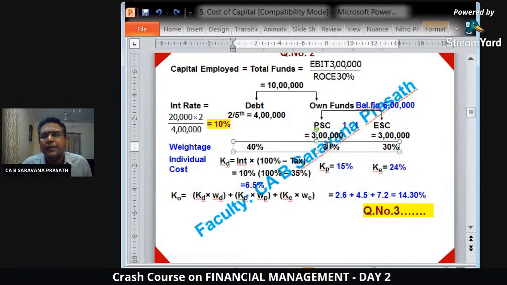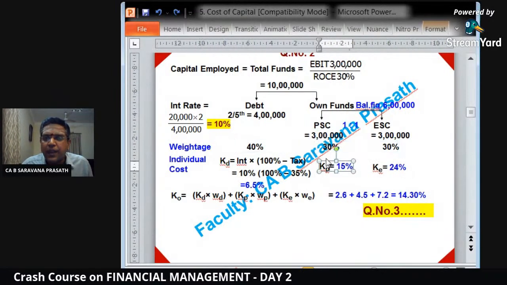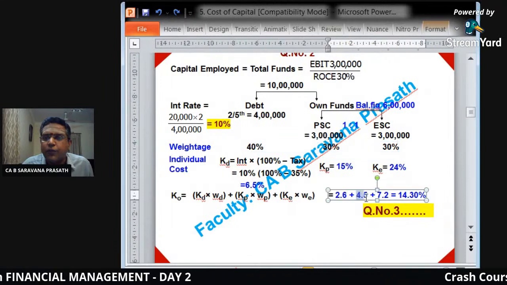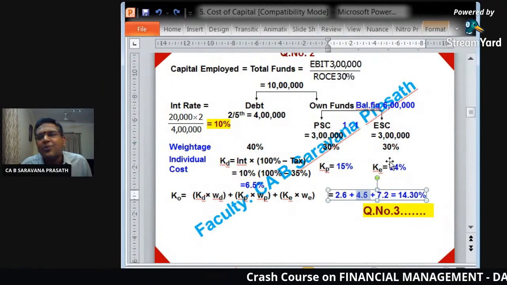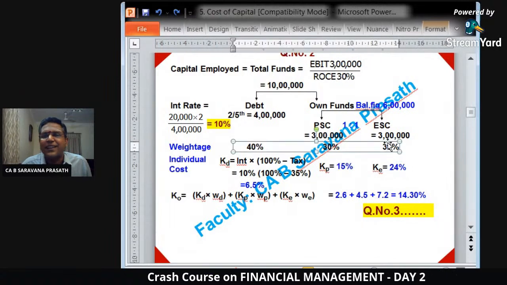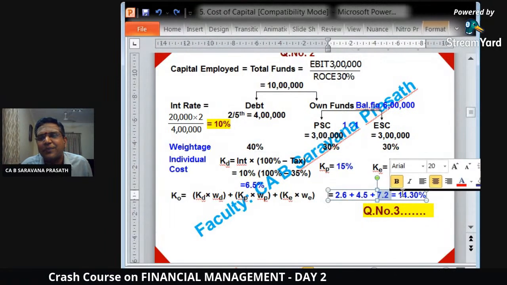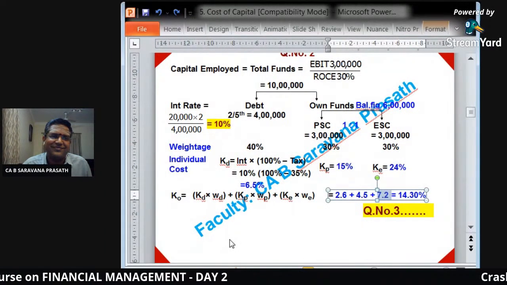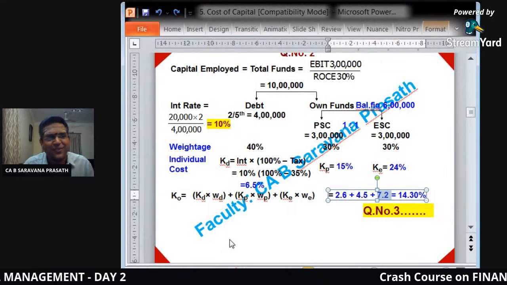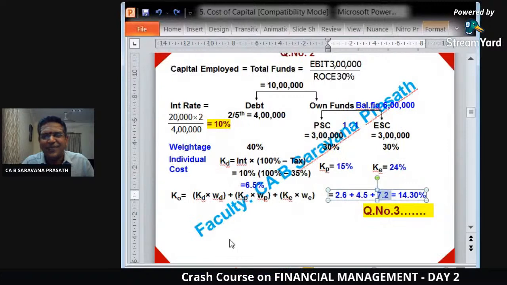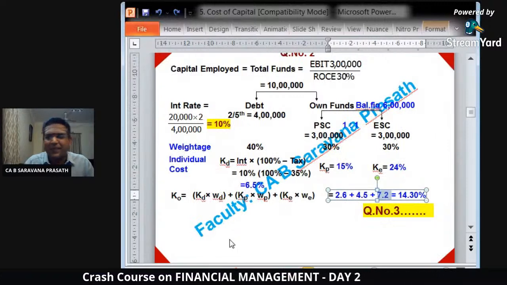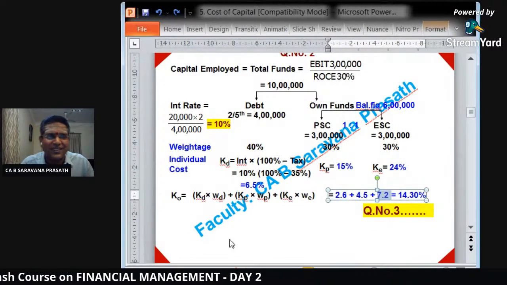15 into 30%. That is how 4.5 comes up. 24 into 30%, that is how 7.2 comes up. That's the calculation for you. So the total of these three is equivalent to the overall cost of capital, 14.3%.